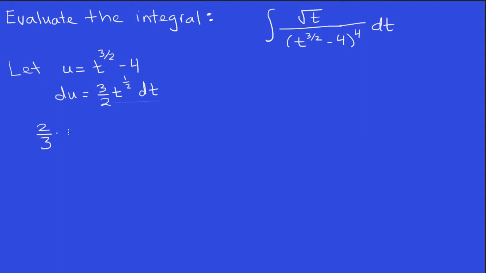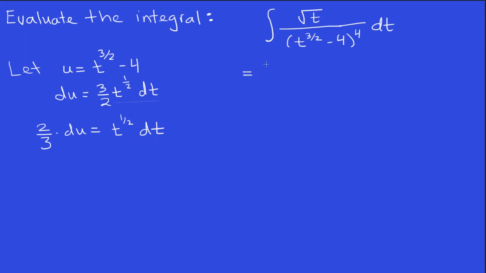2/3 times du is what I have on the left side. And on the right side, 2/3 times 3/2, that just gives, what, 6 over 6, which is 1 over 1, which is 1. And so it kind of just disappears. So I have 1 times t to the 1/2, but I'll just write t to the 1/2 without the 1 in front. Same thing. And this is what I want.